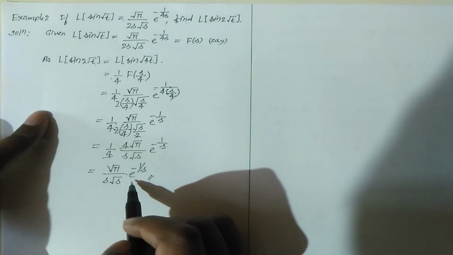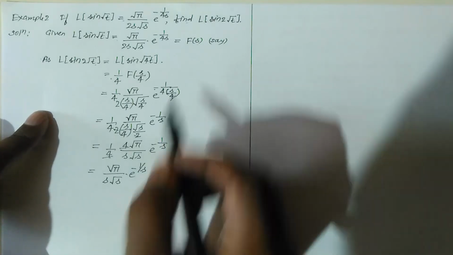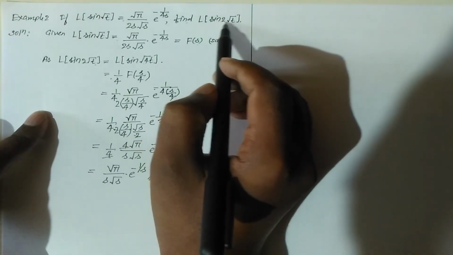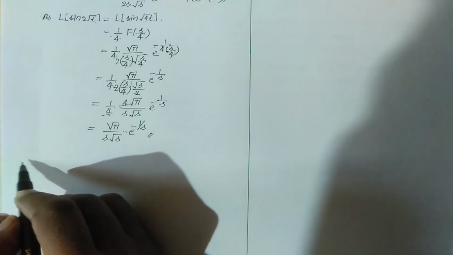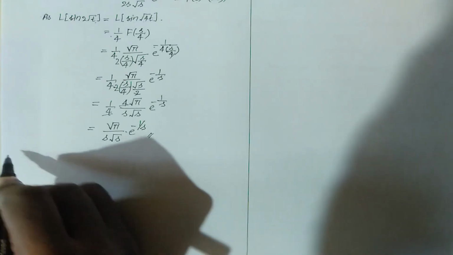So this is the final Laplace transform of the function sine 2 square root of t. I hope you understood this. For better understanding, let us do one more example. Example number 3.